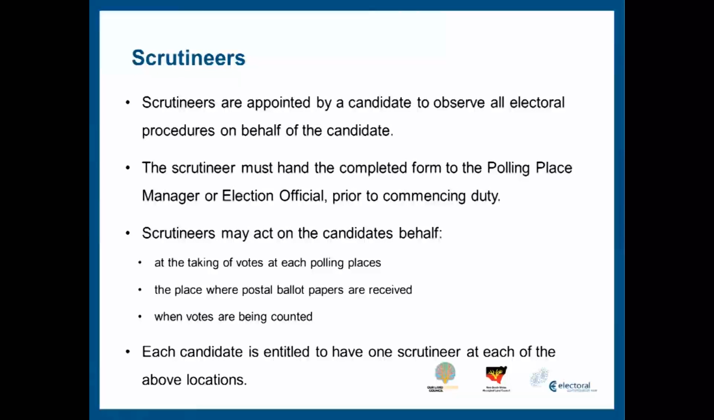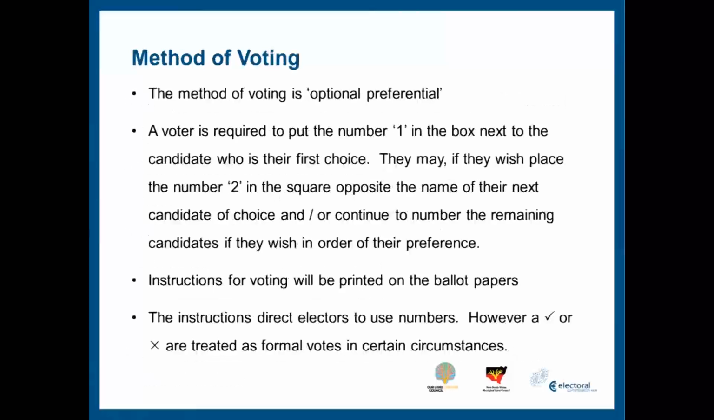Scrutineers are appointed by candidates to observe all electoral procedures on behalf of the candidate. The scrutineer must hand the completed form to the polling place manager or the election official prior to commencing duty. Scrutineers may act on the candidate's behalf at the taking of votes at each polling place, the place where postal vote ballot papers will be counted, i.e. the New South Wales Electoral Commission head office, and when votes are being counted in the 9 regional offices on the Sunday and Monday after election day. Each candidate is entitled to have one scrutineer at each of the above locations.